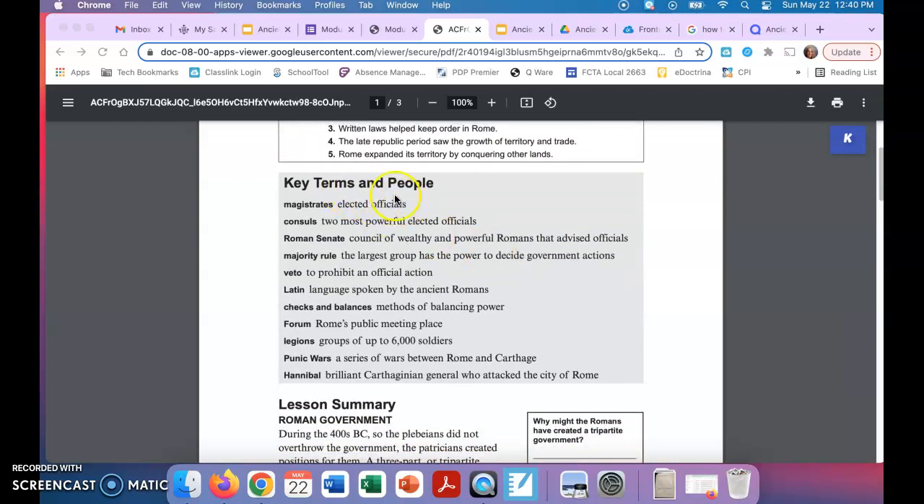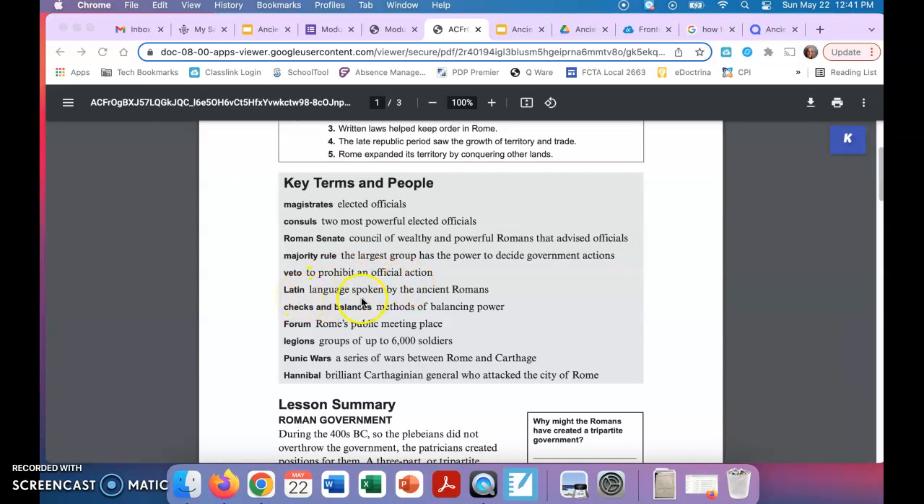Key terms in people box. The first word is magistrates. They are elected officials. Consuls are the two most powerful elected officials. Roman Senate. This is a council of wealthy and powerful Romans that advised officials. Majority rule. The largest group has the power to decide government actions. Veto. To prohibit an official action.